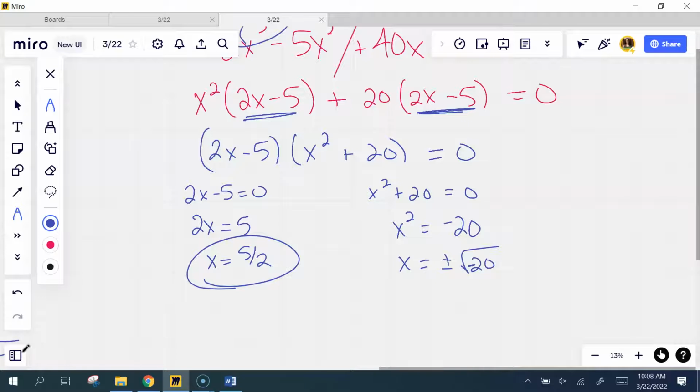So 2 things happening there. The i, and then splitting it up. How does it split up, by the way? There you go. 4 and 5, which is 2i root 5.